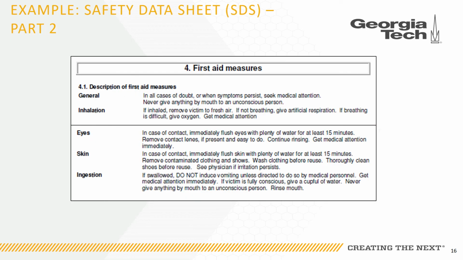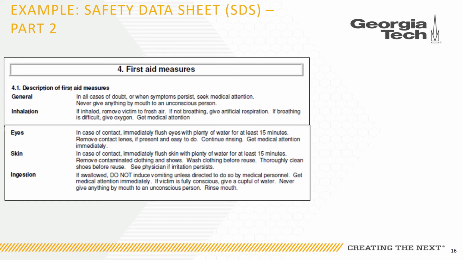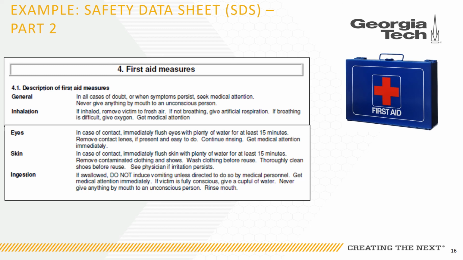Section 4 of an SDS will outline the basic first aid measures to be taken if the chemical is accidentally splashed or spilled on the skin, inhaled from the air, or ingested. Many of these basic first aid steps should be completed right away, but sometimes these measures are not enough and additional medical treatment may be needed.